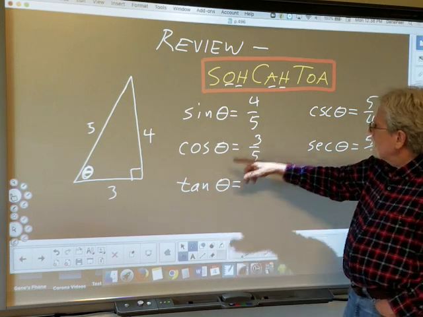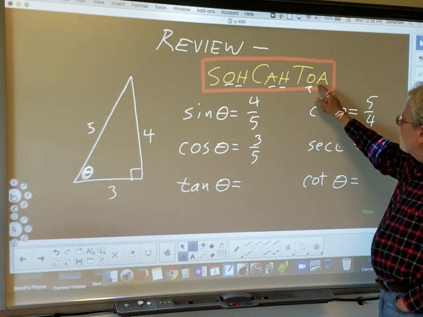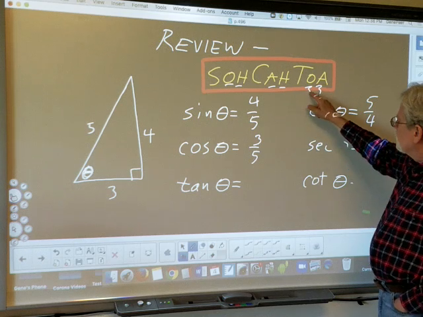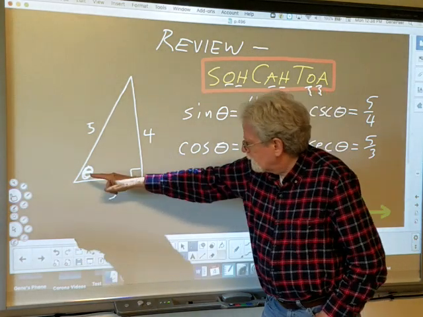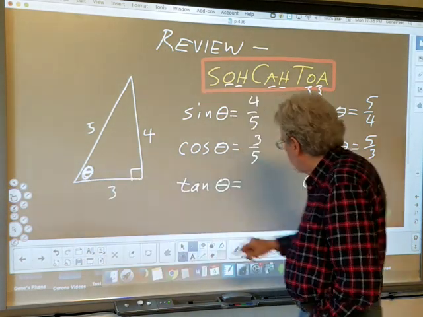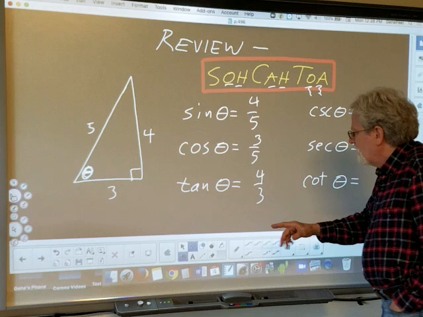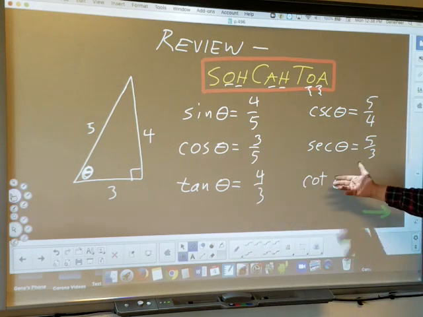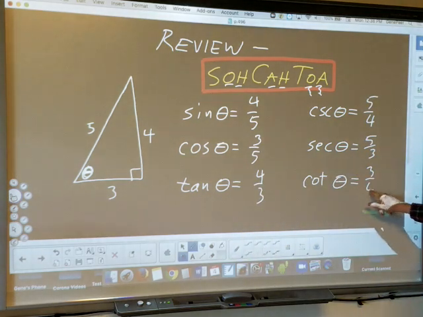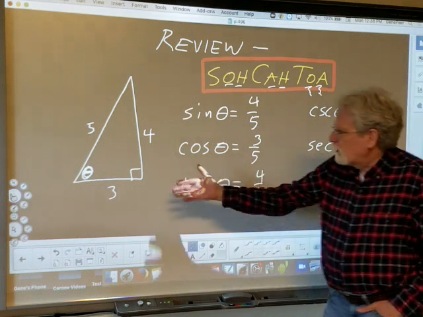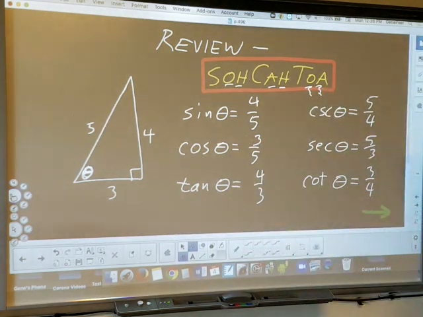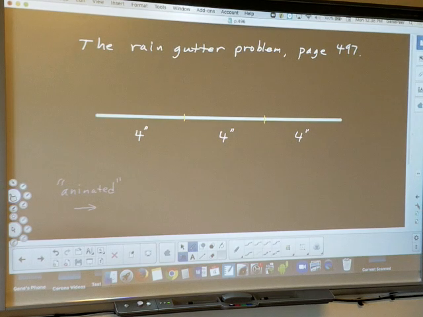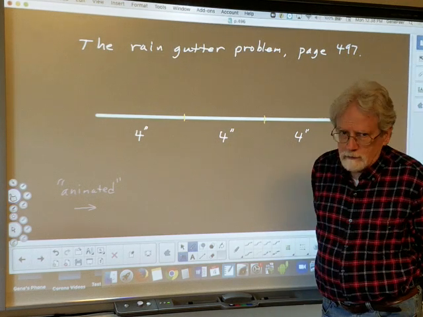Then tangent of theta. Tangent is opposite over adjacent. So we have opposite over adjacent, that's 4/3, and the reciprocal of tangent, which is cotangent, will be 3/4, and we've got them all. As long as we know all three sides, or even just two sides, we can figure out all of the functions. Now, moving on. We have on page 497 the rain gutter problem.